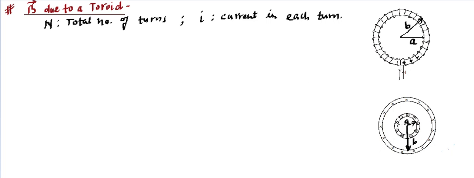Zone 1 is totally inside, that means within the radius A. Zone 2 is going to be somewhere lying between A and B. And there's going to be a third zone which is totally outside. So we need to know what the magnetic field is because of this particular arrangement in all the space.